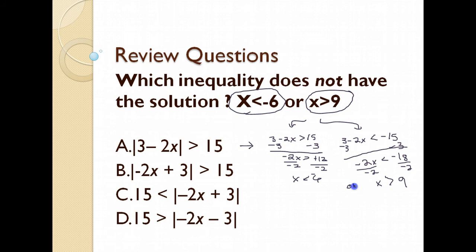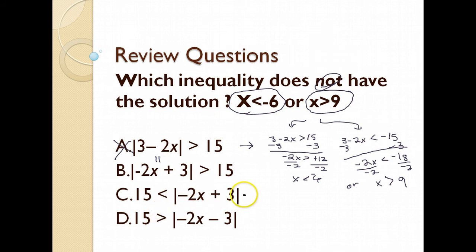So this is the answer to the first one. Let's analyze this. This is telling you which one does not have it. So it's not A, because A has that solution. B, by the commutative property of addition, notice that all I have to do is switch positions of 3 and negative 2x. B is the same thing as A.